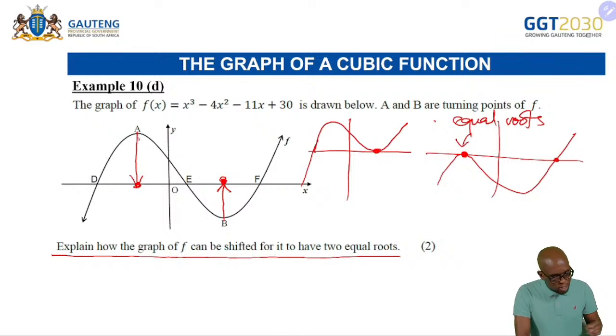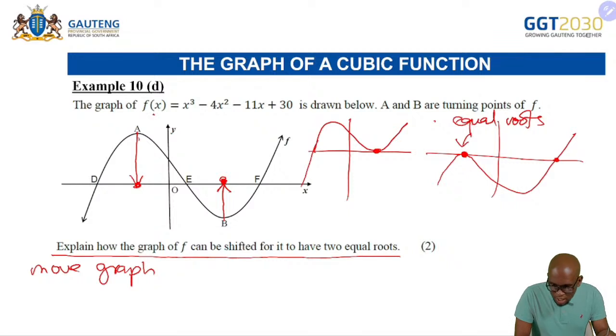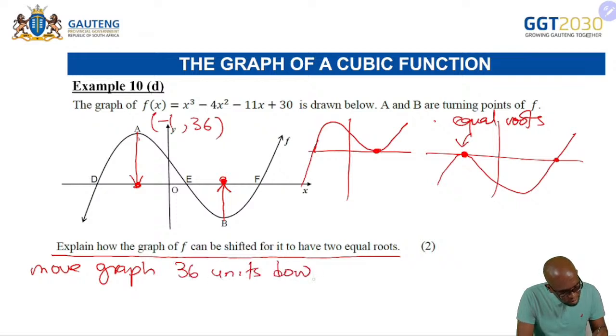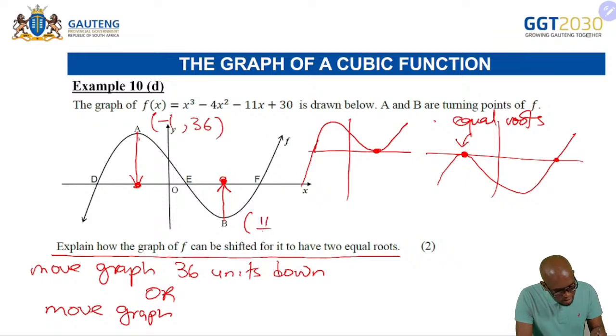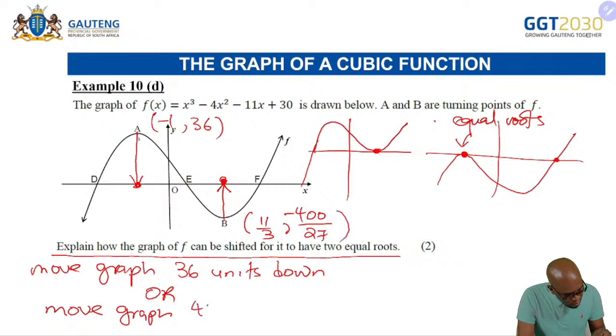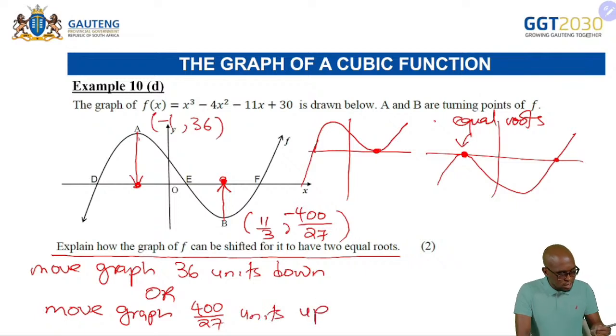How do we do that? We can move the graph, because point A, remember, is minus 1 and 36. So we can move the graph 36 units down. That is at A. Or we can also move the graph, the turning point at B is 11 over 3 and minus 400 over 27. We can move the graph 400 over 27 units up. That's basically what you have there.